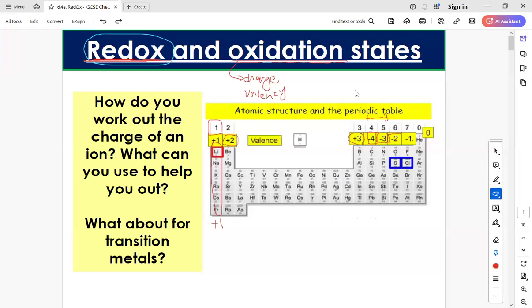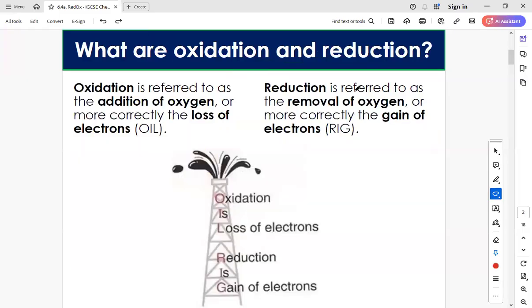So let's move on to the concept of oxidation and reduction. What is oxidation and what is reduction? What is the difference between them? As the definition says, oxidation is referred to as the addition of oxygen, or more correctly, as the loss of electrons. As Maham stated earlier, if an element loses electrons, it is oxidized, right?